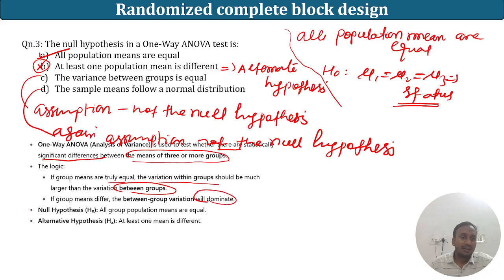So the null hypothesis will be that all group means are equal and the alternate should be that at least one mean is different. In the case of the alternative, it's not that every mean should be different. If one mean is unequal, it means we are going to reject the null hypothesis.